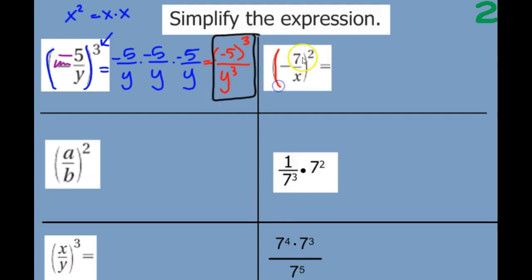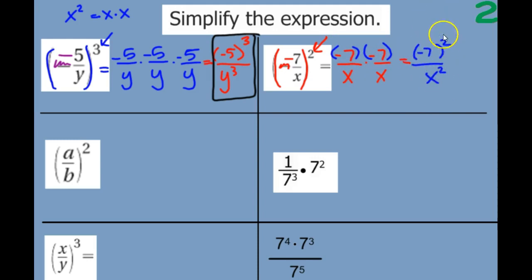So on our next one here, again, we're going to write whatever's in parentheses, whatever the exponent says, 2 times. So again, I'm going to put the negative with the 7. So it's negative 7 over x 2 times. Negative 7 over x. So how many negative 7s do I have? Well, I have negative 7 2 times. Again, I put it in parentheses because it's not 7 times 7, it's negative 7 times negative 7. Then on the bottom, x times x is x squared.